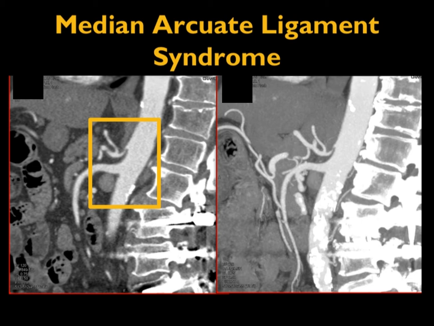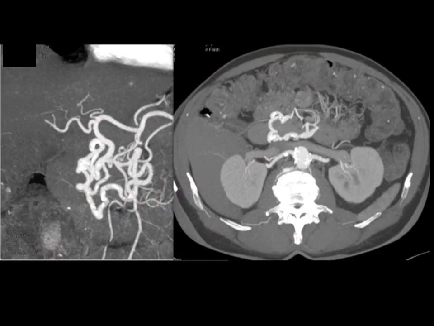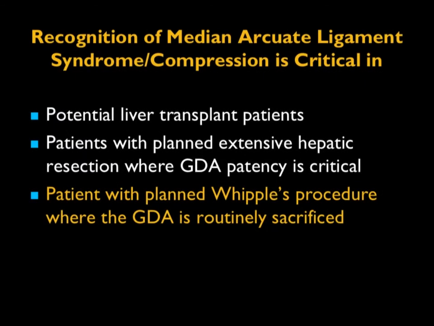Sometimes the extensive collaterals that we see, particularly when it's not a good bolus, make the pancreatic head look large, and people sometimes call this a pancreatic mass, but it's really a normal pancreatic head with multiple collaterals present. It's not tumor invasion. And again, as I mentioned, it's important to recognize in several conditions, particularly when you're doing surgery. And again, Whipple's is the one that we think about the most.